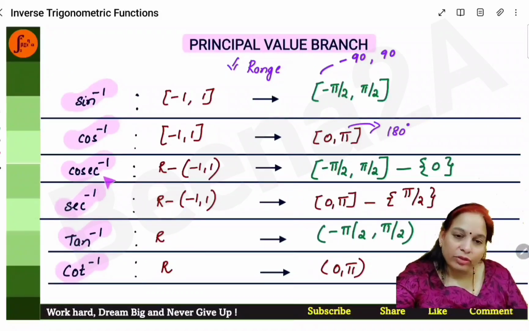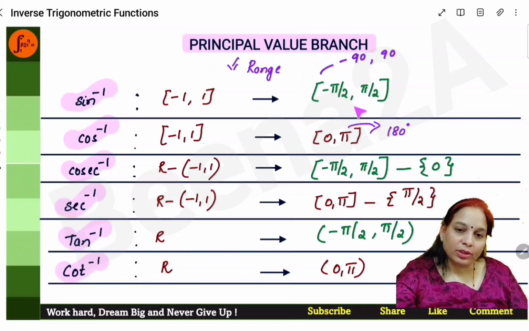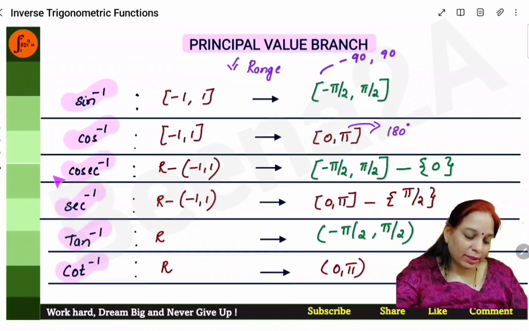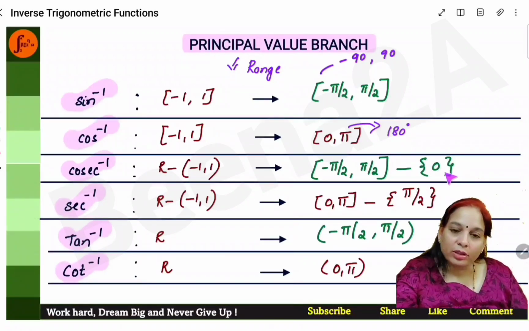Similarly for cosec inverse. For cosec inverse function, the range is again the same as sine inverse function, which is minus 90 to plus 90, except 0. What is cosec? Cosec is 1 by sine. So obviously the denominator you cannot have 0. If you have 0 in the denominator, it's going to become undefined. That's why 0 is removed from this particular range.